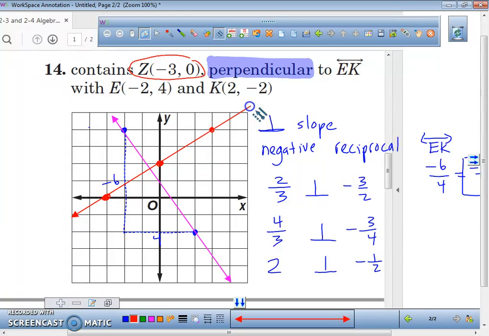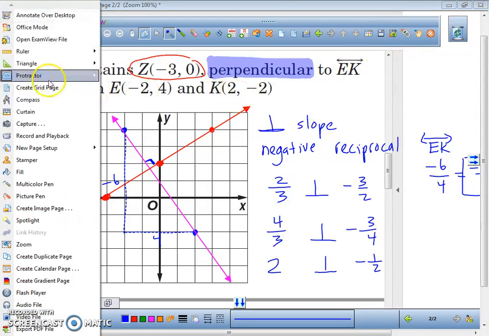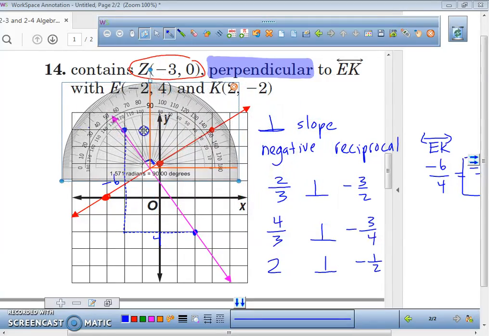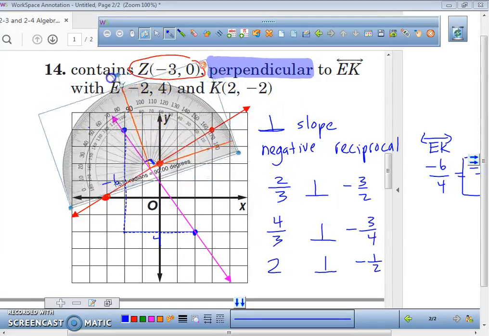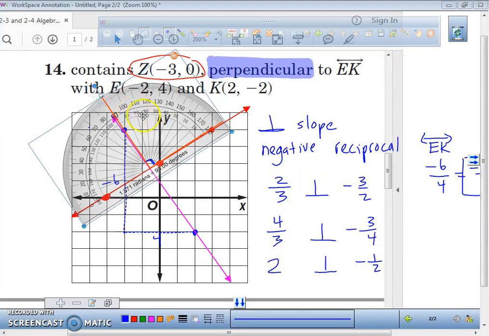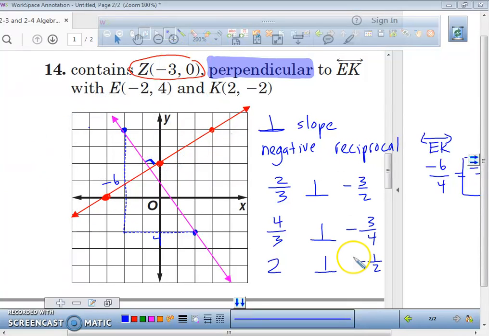Now, if we did this correctly and things are perpendicular, what angle should this be right in here? 90. It should be 90. So we would have to check with the protractor if indeed we did it correctly. Well, looks like I didn't draw it perfect. But you'll notice that it does fit right in that corner right there. So I'm not going to erase the line, but we did make a 90 degree angle.